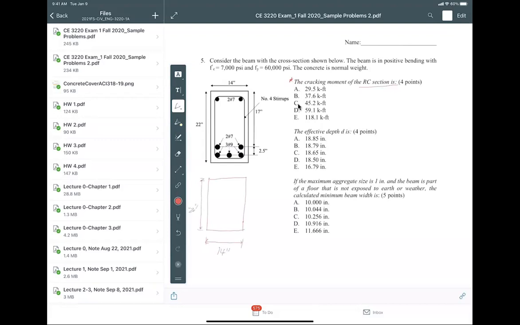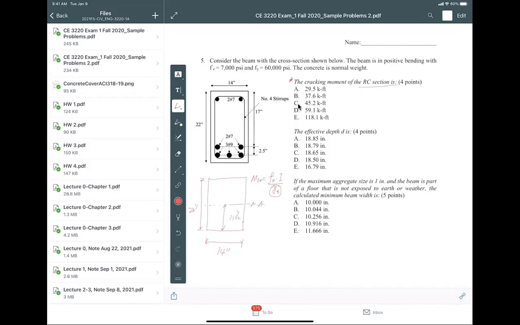To get the Mcr, we just need to use the modulus of rupture fr and the moment of inertia for the gross section, Ig, divided by the distance yt. A lot of folks ask me, what is yt? yt is the distance from the tensile fiber to the neutral axis of the section. With this being a rectangular section, the neutral axis is right in the middle, and that's why yt is half of h, which is 11 inches.